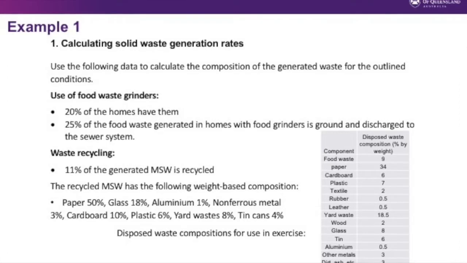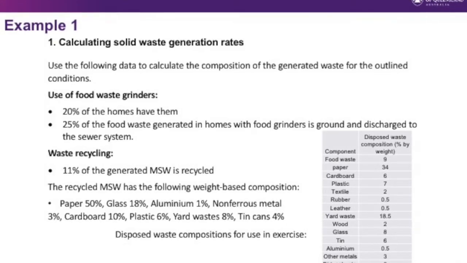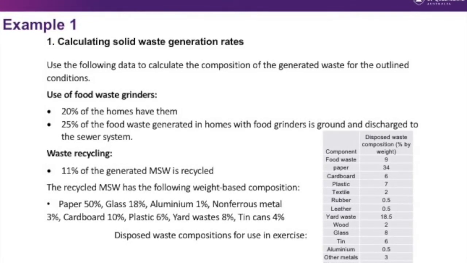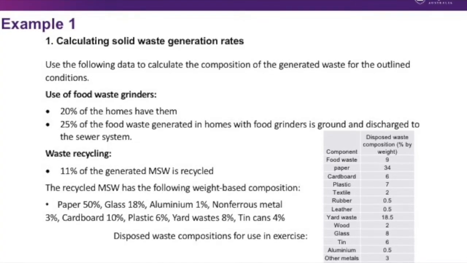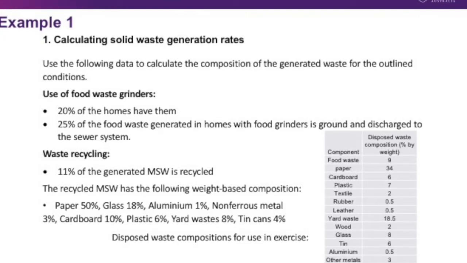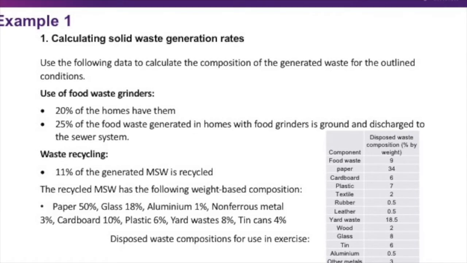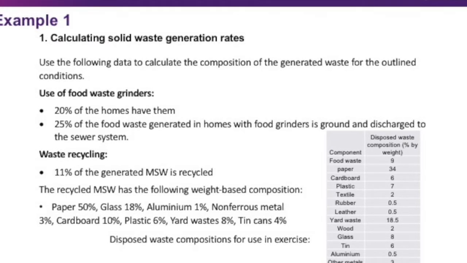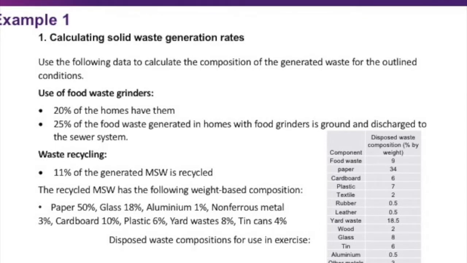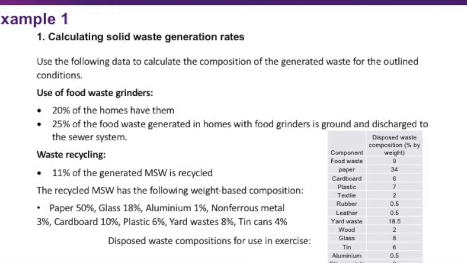And then the information that we have is that the amount of food was reduced because grinders were in some of the homes. In 20% of the homes, we had food grinders, which are the ones that are commonly used in the United States for grinding the food in the sink. We also have information on recycling. We know that 11% of the generated municipal solid waste was recycled. And we also know the composition of the recycled municipal solid waste.